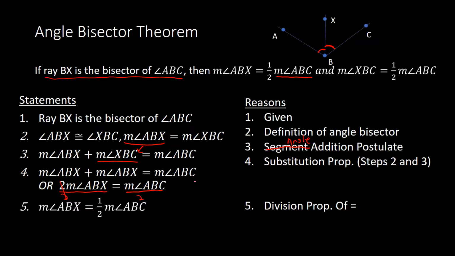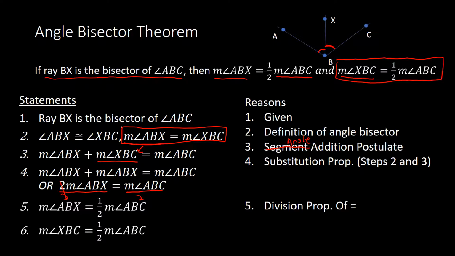So we are basically done, but then just don't forget about the second part over here. All I need to do is replace the measure of angle ABX with a measure of angle XBC. So in place of ABX, I'm going to put in XBC because they're equal, right? Looking back up here, those are equal. So I have measure of angle XBC equals 1/2 measure of angle ABC, and that is because I'm substituting. And we are done with this proof.